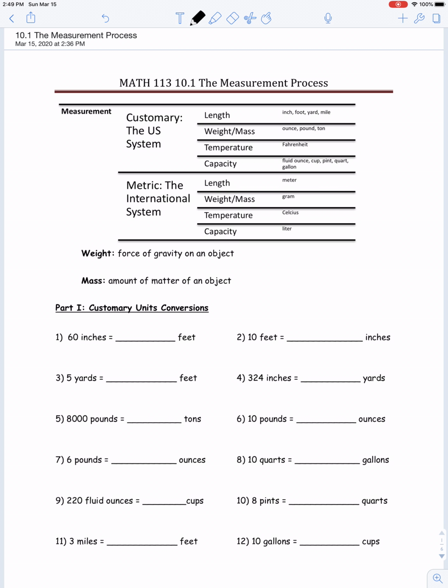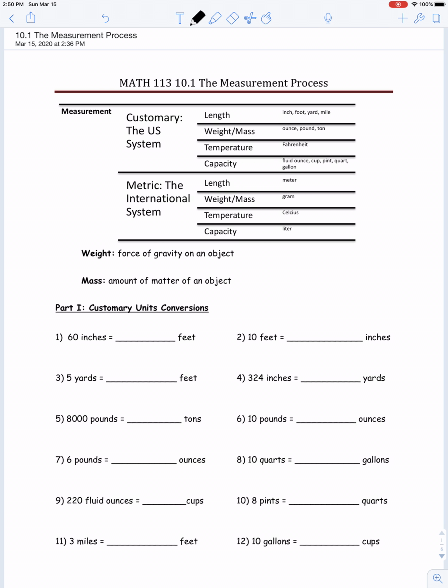We're getting ready to start Chapter 10 today, which, as you can see, deals with length, measurement, area, volume, things like that throughout the chapter. Mostly this chapter is going to be involved with doing unit conversions. So, I'm going to leave a lot of this work for you guys to do.